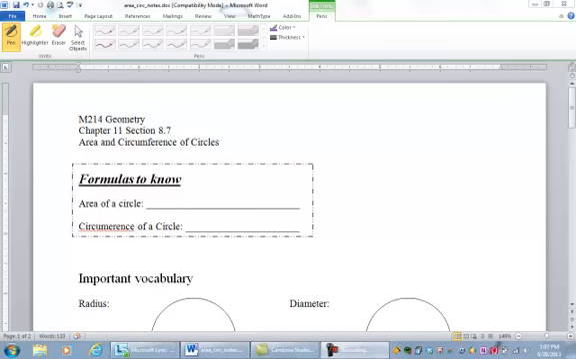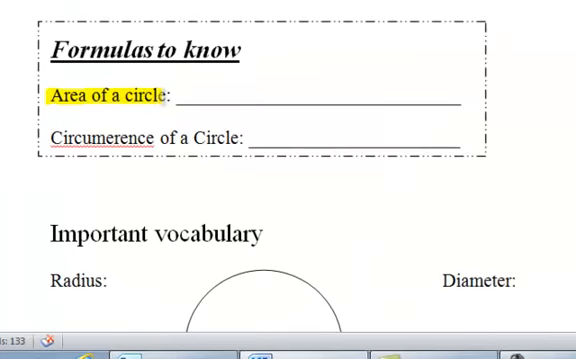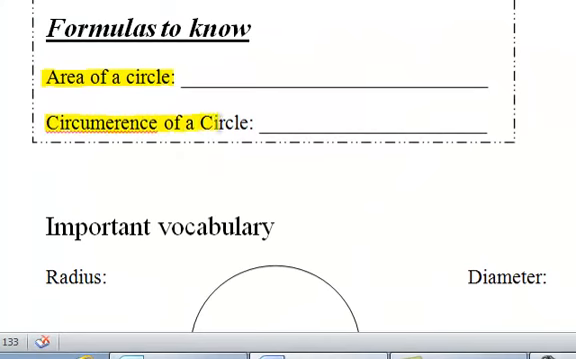The topic for today is area and circumference of circles. Where we're going to start is with two very important formulas. These formulas should either be recorded in your notebook, or if you have this piece of paper in front of you, you can write them down here.